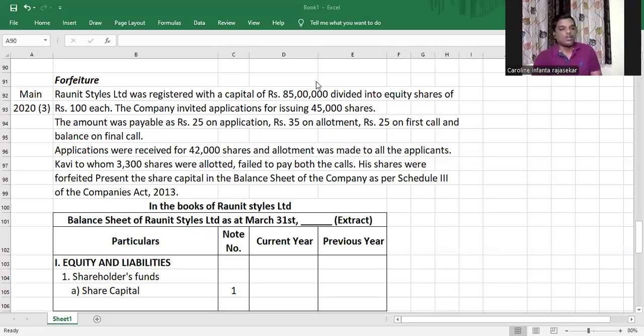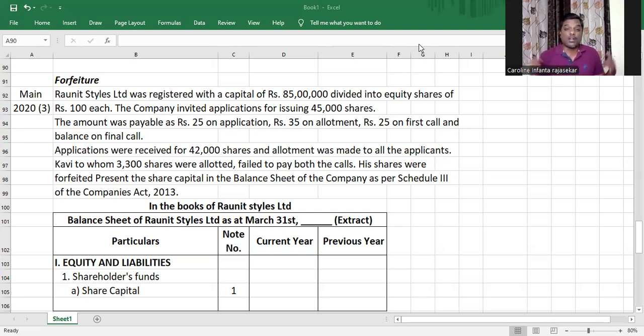Just give me a second. Let's go ahead and start by reading the question first. Raunit Styles Limited was registered with a capital of 85 lakh divided into equity shares of 100 each. The company invited applications for issuing 45,000 shares. The amount was payable as 25 on application, 35 on allotment, 25 on first call, and balance on final call. Applications were received for 42,000 shares, and allotment was made to all applicants. Kavi, to whom 3,300 shares were allotted, failed to pay both the calls. The shares were forfeited. Present the share capital in the balance sheet of the company as per Schedule 3 of the Companies Act 2013.